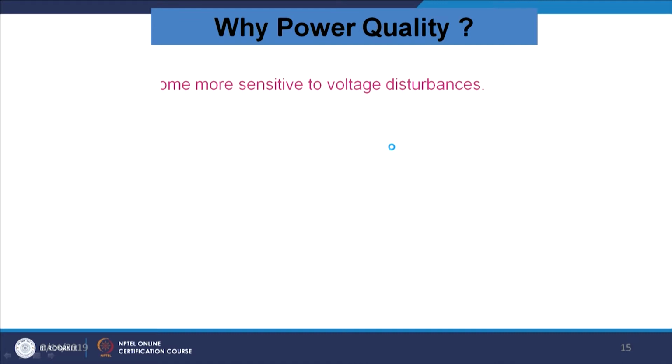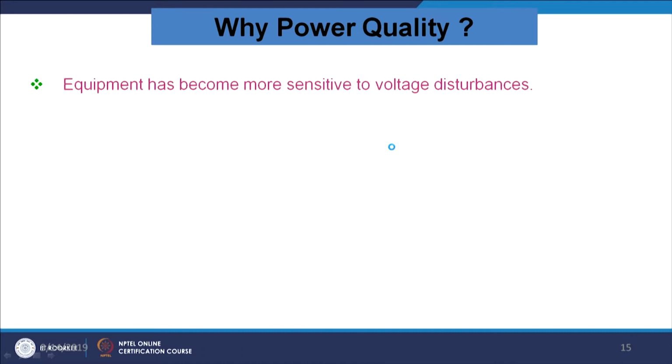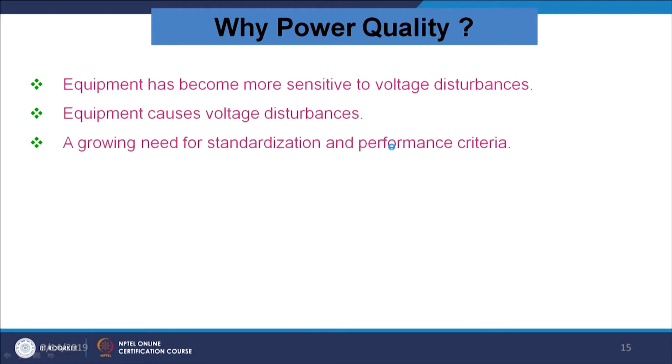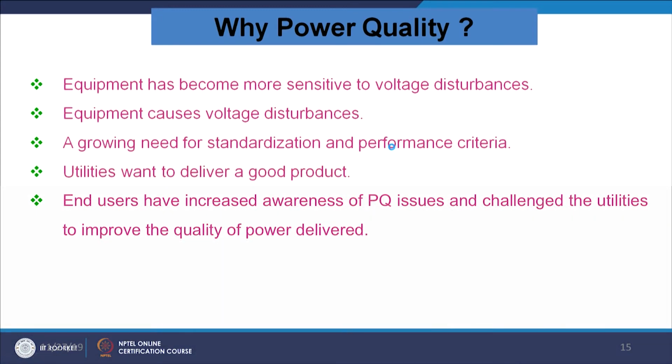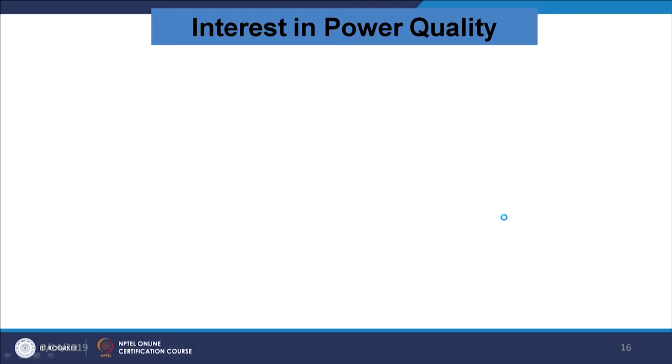So, what is power quality? Let us define again. We have already discussed it. Equipment has become more sensitive to voltage disturbance. Equipment also causes voltage disturbance, so there is a growing need for standardization and performance criteria. Utilities want to deliver a good product. End users have increased awareness of the PQ issue and challenge the utility to improve the power quality.